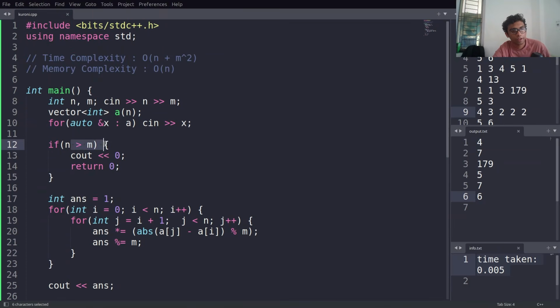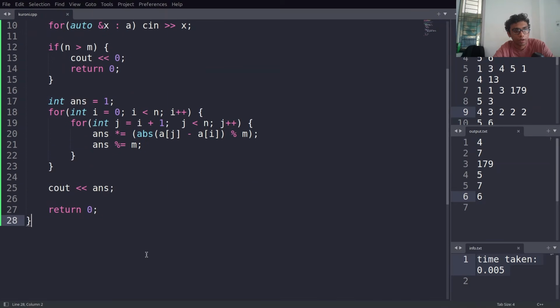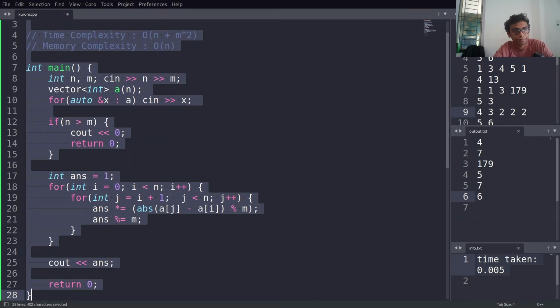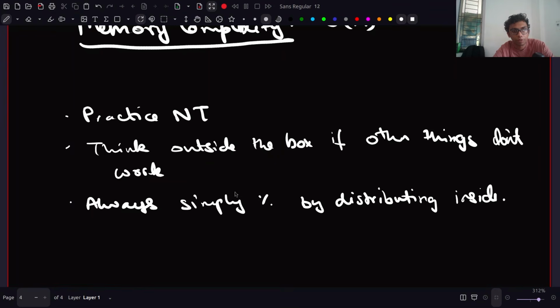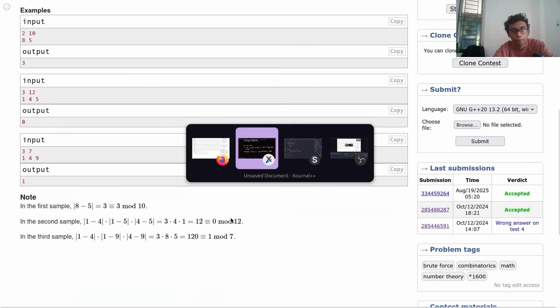So this is for n greater than m, and this is for n less than or equal to m, which means n will be less than or equal to 1000. So it obviously passes under the given time complexity. So that's about it for this problem, Kuroni and Impossible Calculation. And with this, Kuroni can become the king of Codeforces.